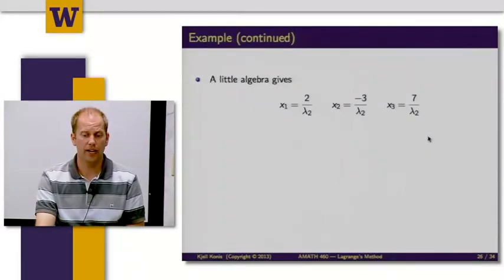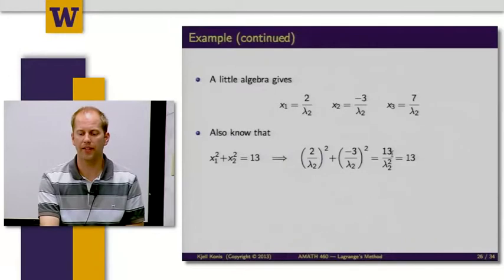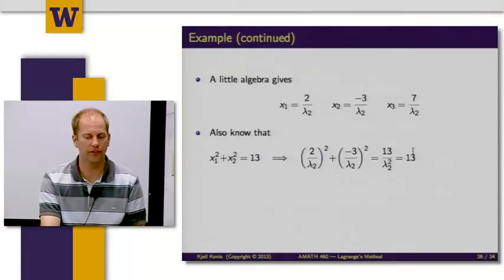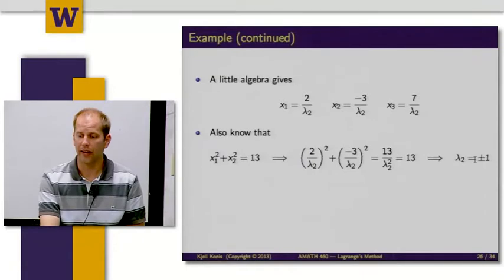And then I'm going to combine that with the fact that I know x1 squared plus x2 squared is equal to 13. So I can plug in 2 over lambda 2 for x1 here, and minus 3 over lambda 2 for x2 here. And what I end up getting is 13 divided by lambda 2 squared is equal to 13. And so that tells me that lambda 2 squared has to be equal to 1, and that lambda 2 is then going to be plus or minus 1.